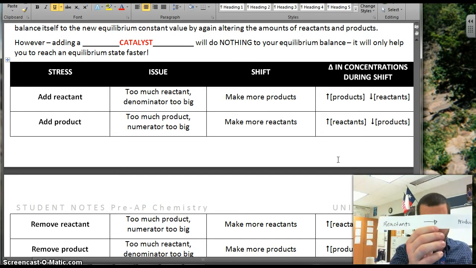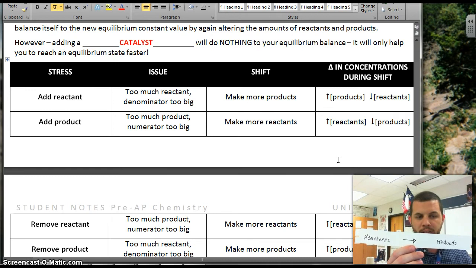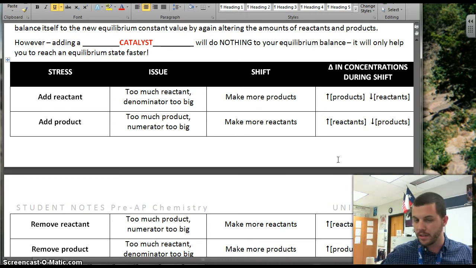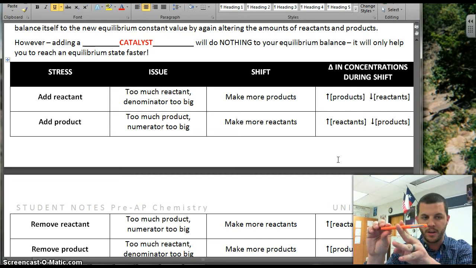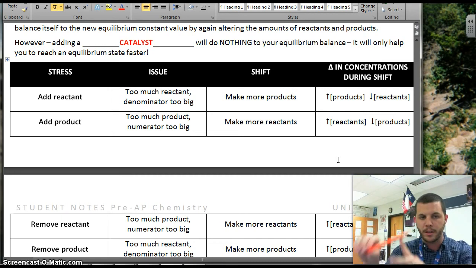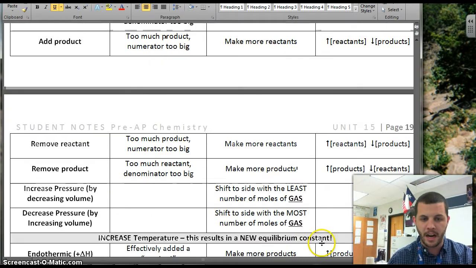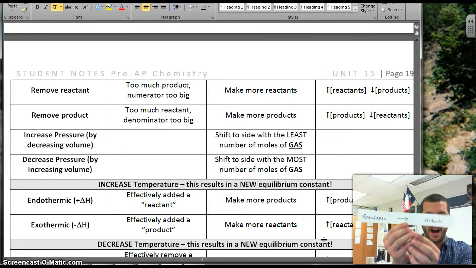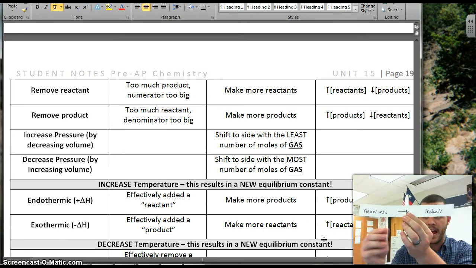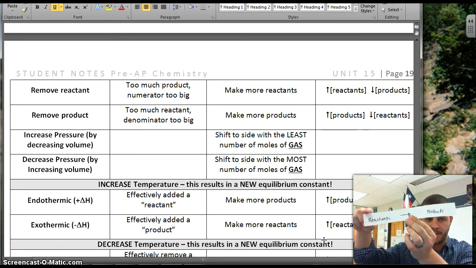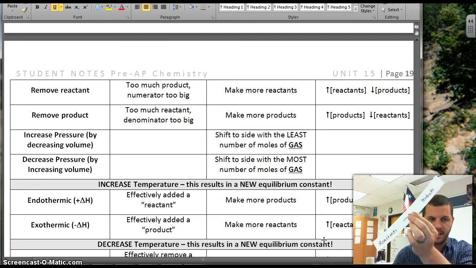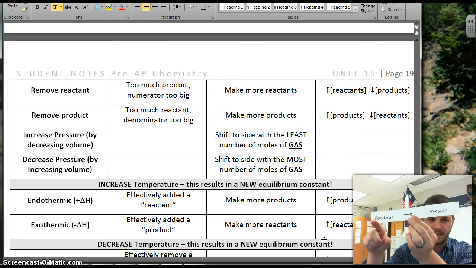If you use a pencil and label it with reactants and products, then you can use this little trick on your own. You can say, if I increase my reactants, I've got to shift toward products. Let's look at a couple more. If I remove reactants, so my reactants go down, what do I need to do? I need to make more reactants.